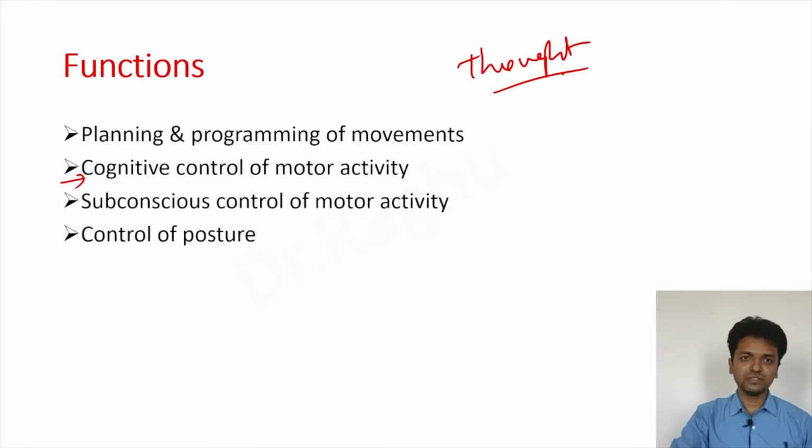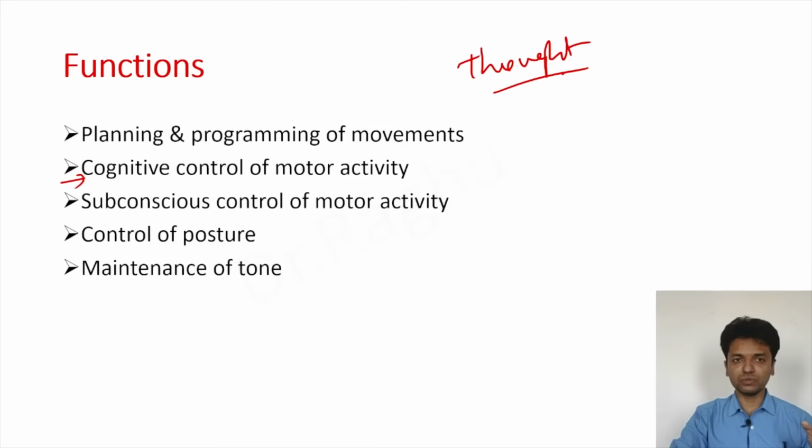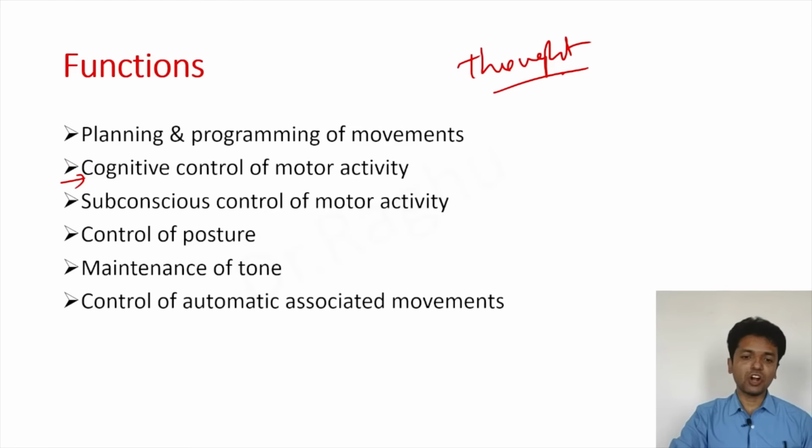Control of posture. If there is lesion in any part of the basal ganglia, the posture is going to go out. The person cannot maintain the posture, and basal ganglia is also very important in maintaining the tone, and it is usually having an excitatory influence on the maintenance of the tone. Control of automatic associated movements, like whenever I am walking, I am swinging my arms. Okay, so these are some of the important functions of the basal ganglia.